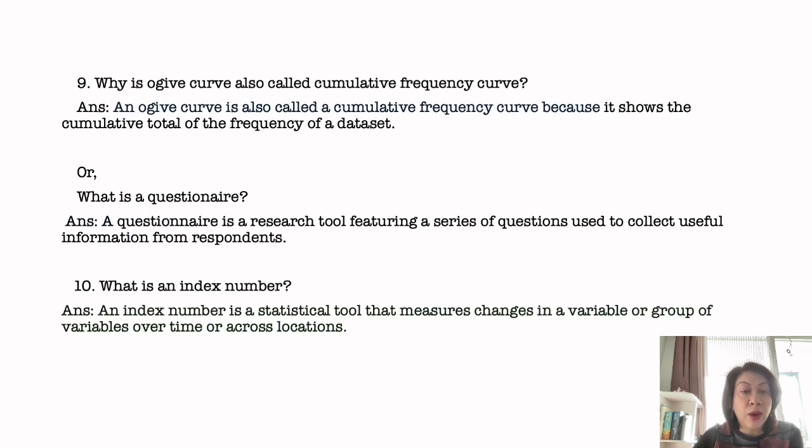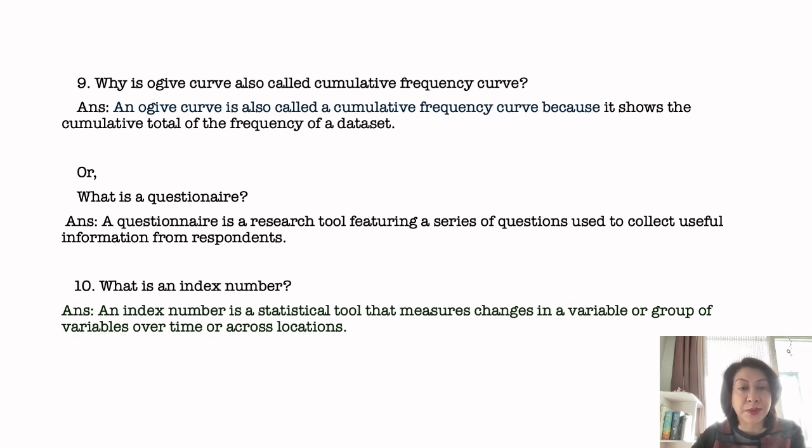Question number 9. Why is ogive curve also called cumulative frequency curve? An ogive curve is also called a cumulative frequency curve because it shows the cumulative total of the frequency of a data set. Here you will see that there is also another question. There is an option given. You either answer this question or the next question, which is, what is a questionnaire? A questionnaire is a research tool featuring a series of questions used to collect useful information from respondents.